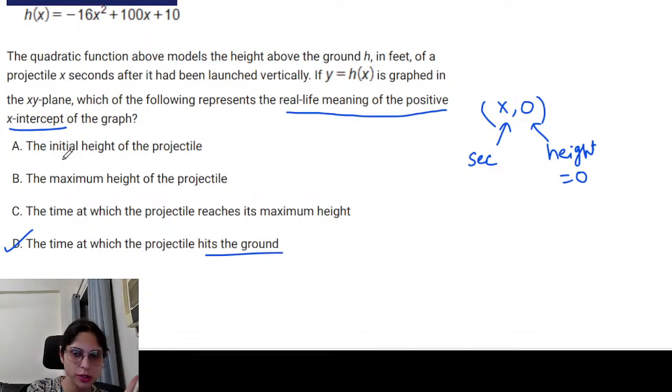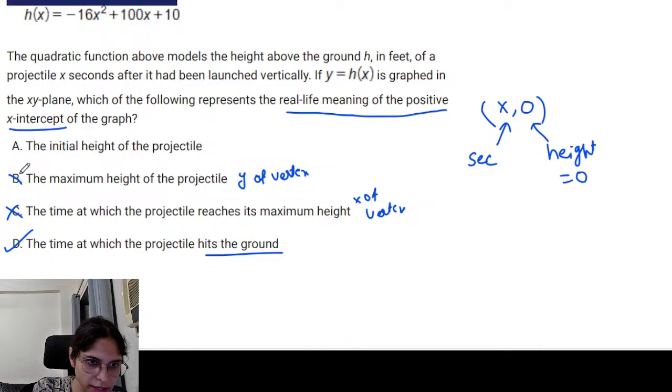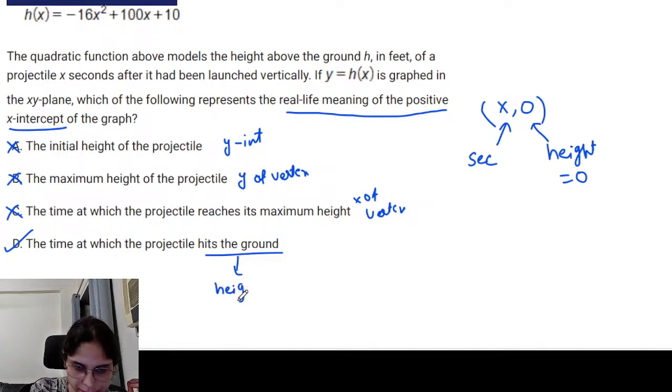Everything else, you don't need to do anything. You just need to know what the x-intercept is. Time at which the projectile reaches maximum height, that's the vertex. So no, that's not the x-intercept. Maximum height, this is x of vertex, this is y of vertex. Initial height is your y-intercept. The time at which the projectile hits the ground means your height is 0. I will write height is equal to 0 because we are also representing the vertex as (h, q). So this is going to be option E.